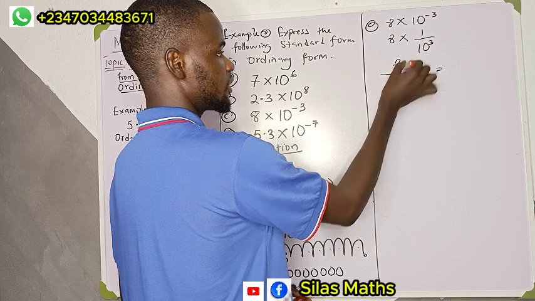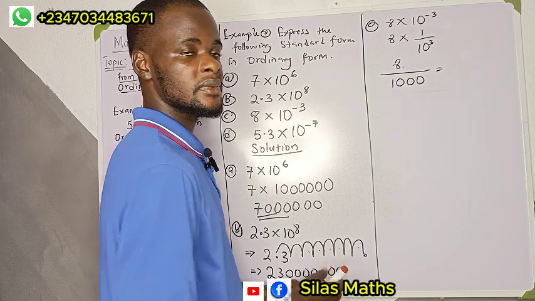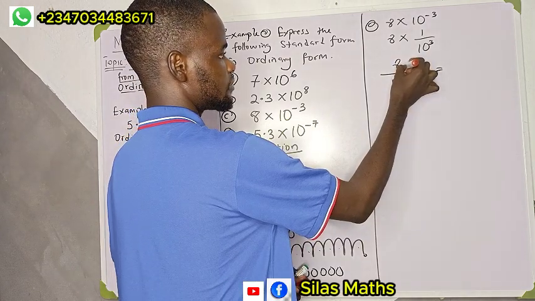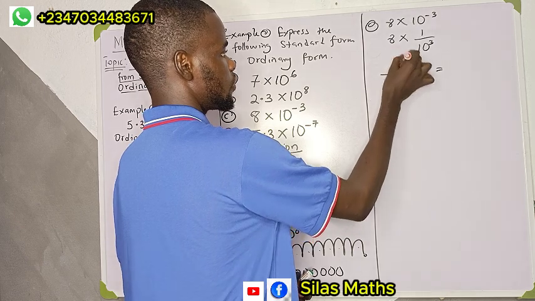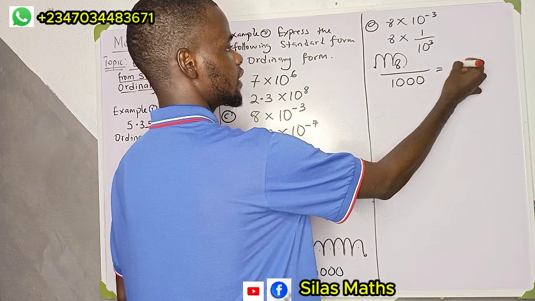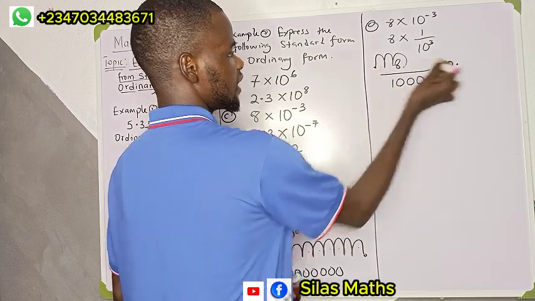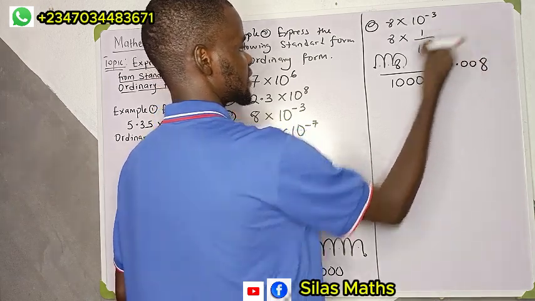So let's do the shifting. The point is already here. Like I said, every whole number has a decimal point at the end of that number. So shifting the point, we have 1, 2, 3. So that means I'm going to have point, I'll add my 0, then I'll add 2 zeros here, then I'll put my 8.